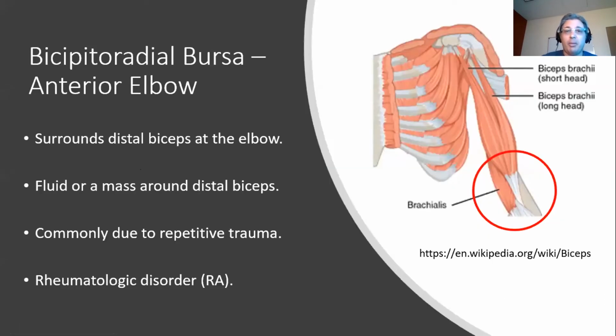Since we're talking about the elbow, let's discuss another bursa that's important to know about. The bicipital radial bursa lives not near the proximal biceps tendon at the shoulder, but at the distal biceps tendon at the anterior elbow. Again, the mechanism of bursitis here is the same song and dance: acute injury, chronic repetitive injury, a primary synovial inflammatory process.